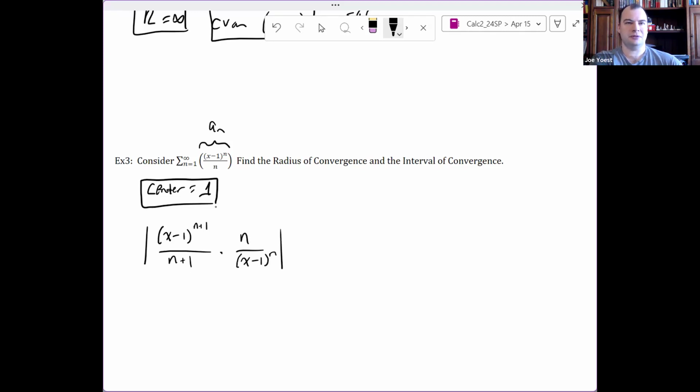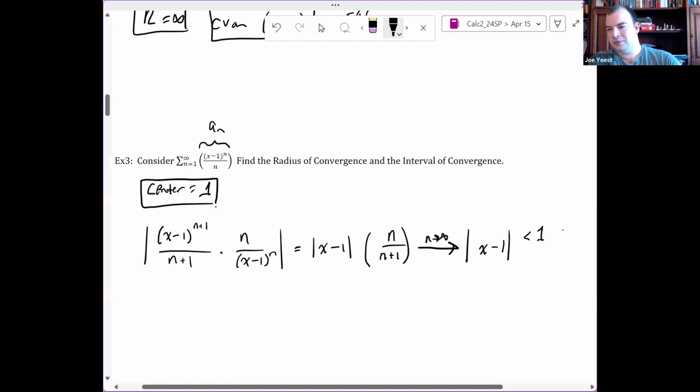Like usual, all of our powers of x go away except basically one of the powers. So we're left with absolute x minus 1 times n over n plus 1. What happens to this as n goes to infinity? Turns into just absolute x minus 1. And then our ratio test says if this is less than 1, we converge absolutely. Bigger than 1, we diverge. Equal to 1, inconclusive.